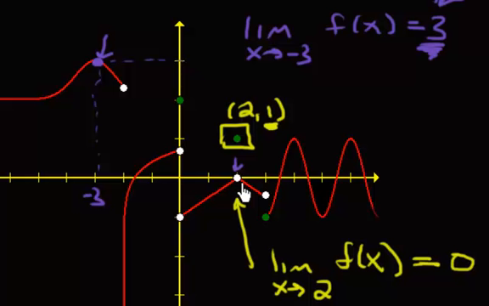Again, the limit's only concerned about what we expect the y value to be when we get close to x equals 2. And we expect it to be 0. It doesn't happen to be 0. But again, that's not what the limit's concerned about.